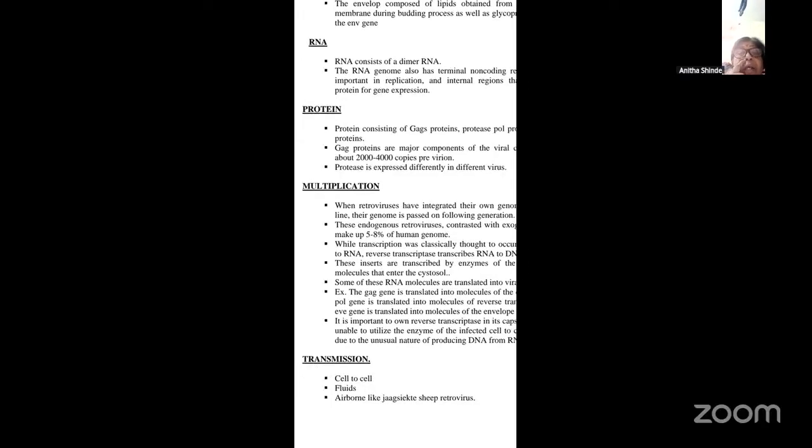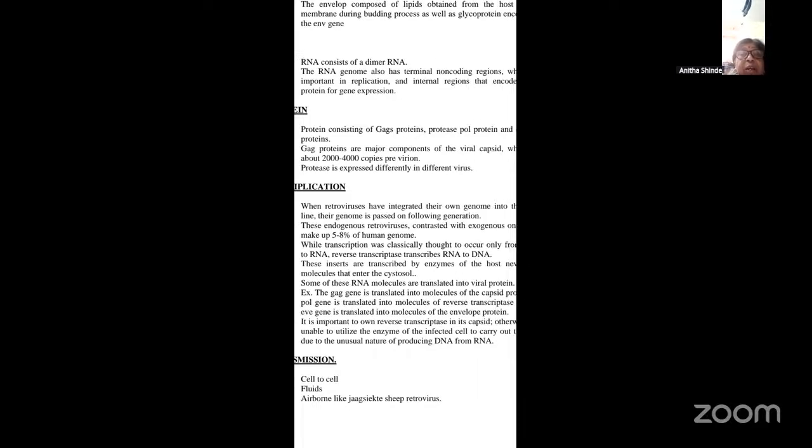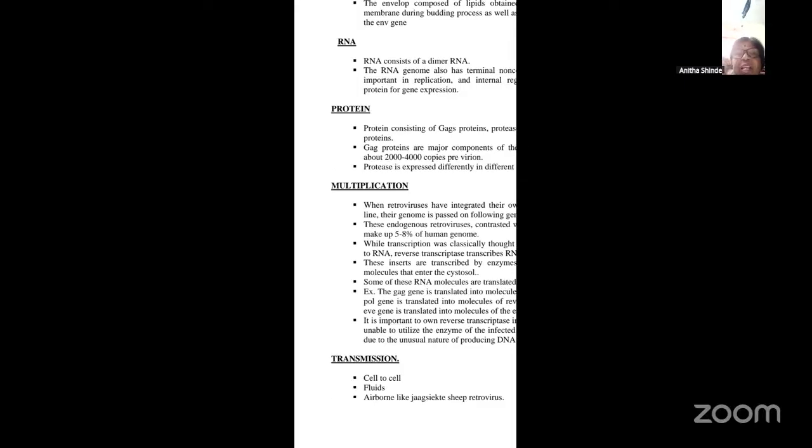These inserts are transcribed by the enzymes of the host into new RNA molecules that enter the cytosol or the cytoplasm. Some of these RNA molecules are translated into viral proteins. It is important to note that this reverse transcriptase is present in its capsid, otherwise it is unable to utilize the enzymes of the infected cell. The virus transmits from cell to cell, and it can be transmitted through fluids, and also through airborne materials.